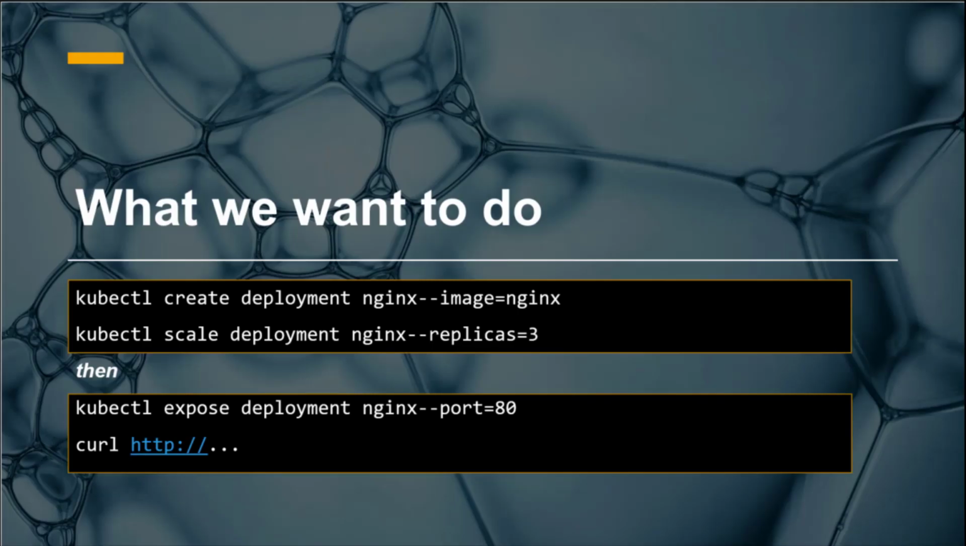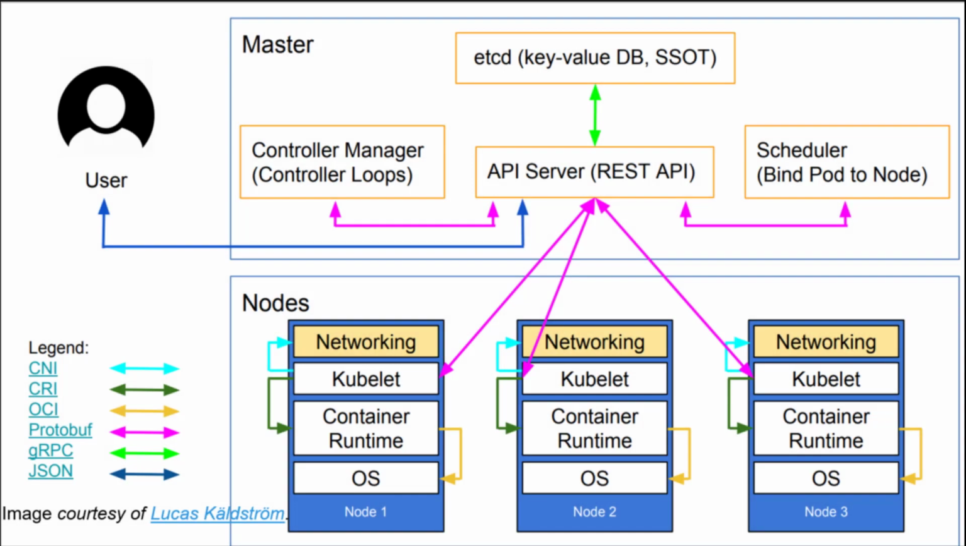What we want to do is create a deployment named nginx with the nginx image. Then we want to scale that deployment and finally expose port 80 using the services, and then we want to reach out to these services using the curl command. So this is what we want to do. But in this tutorial, we actually want to know what happens behind the scenes. This is what happens behind the scenes.